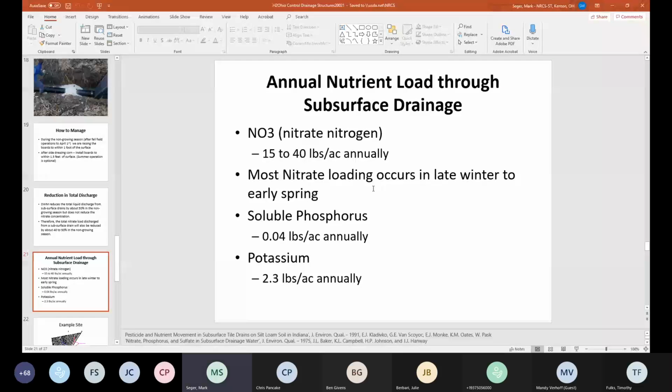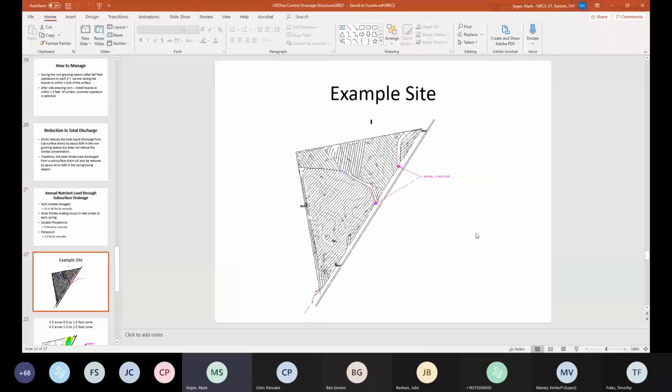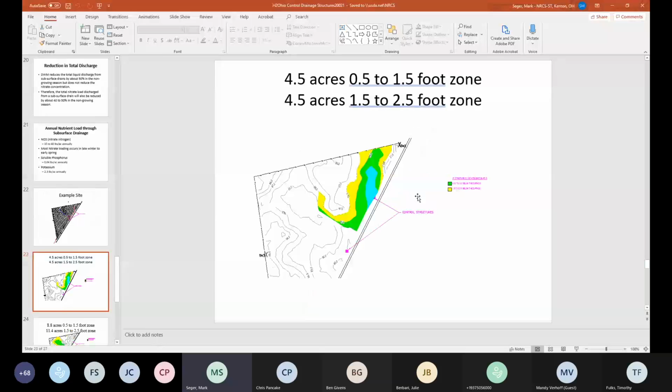I'm going to go to some example sites, or one example site, and you're going to see if we're eligible here. So I have two structures here with a topo map and the tile lines drawn out on it. And the question is, how much area of influence would both of these structures have? If I go to the first site here, I have basically 9 acres and that's 0 to 2.5 foot elevation change. This structure by itself, according to the H2O Ohio requirements, is not eligible. We need to have a minimum of 10 acres of influence.